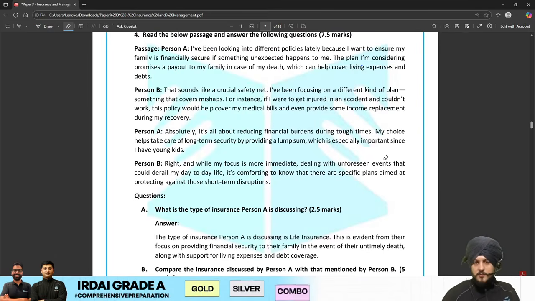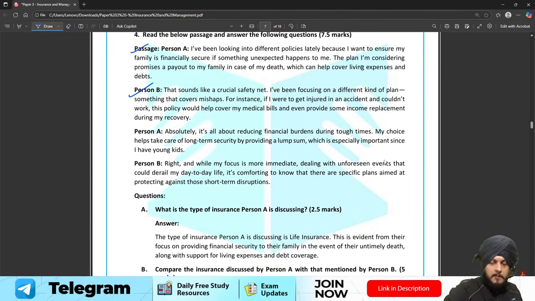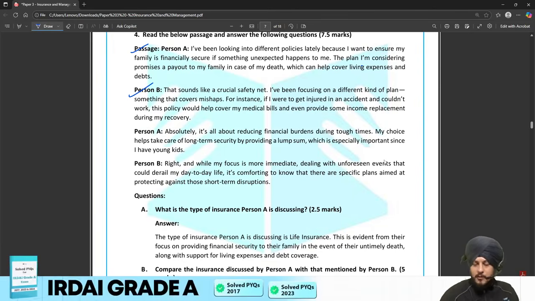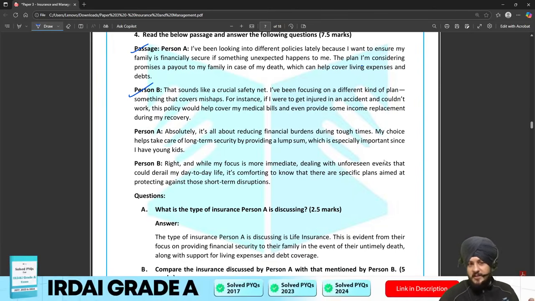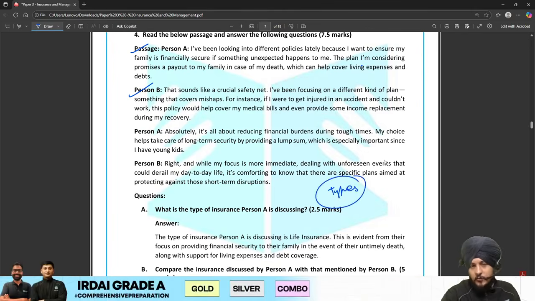Now the next question, which is regarding a comprehension passage, right? Over here they have provided you this conversation between person A and person B, and based on this they are asking you the question. And over here, let me tell you that they are testing your knowledge regarding types of insurance. Types of insurance is something that is straightforwardly mentioned as a part of the syllabus, right?